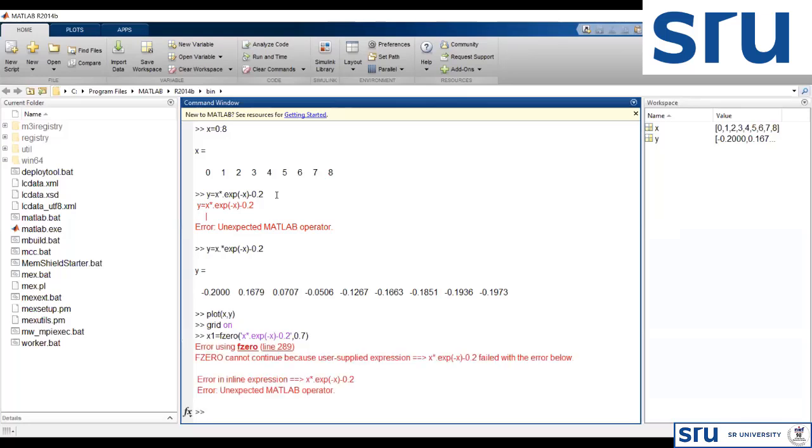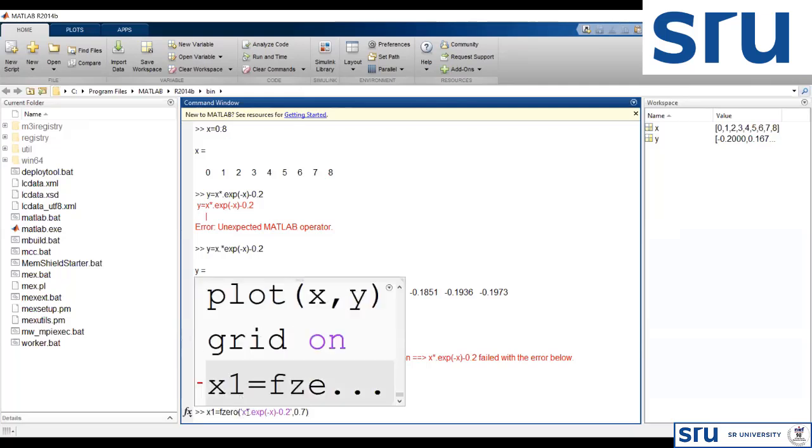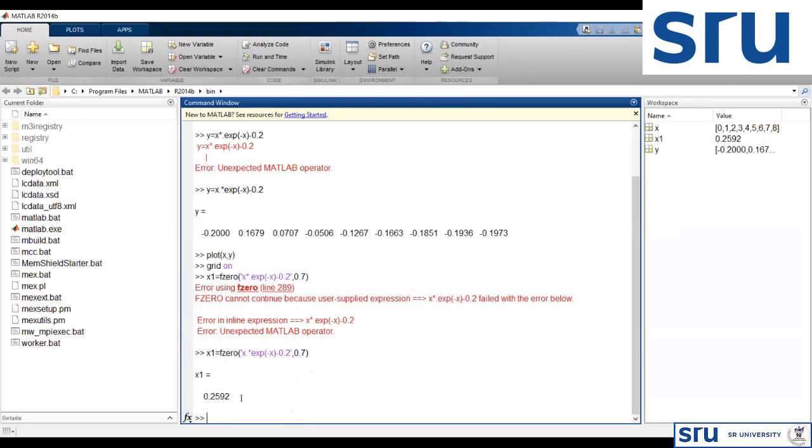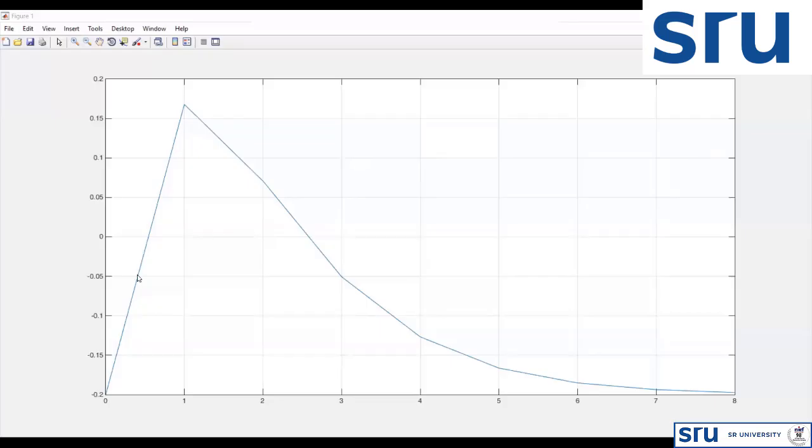Now you can see some error is there, the same error. Here you need a dot and then multiplication. Okay, now you see here, this is our one root: 0.2592. The one root, I will show in the graph. Just wait a second. This cutting point is nothing but this cutting point, because this is our x-axis. So this cutting point is nothing but 0.2592, this point. So this one root is over.